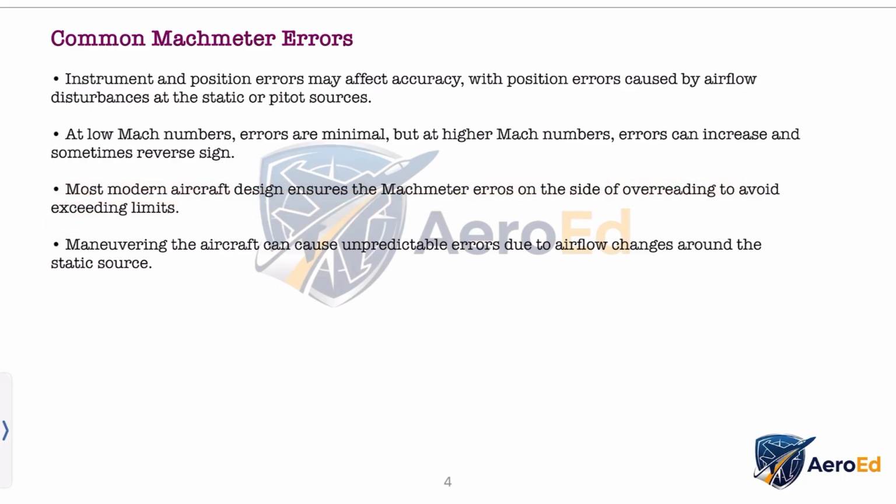So in modern aircraft, the Machmeter can overread, but it should not underread, because the purpose of the Machmeter is that the pilot should not exceed the maximum allowed Mach number, right? So it is okay for the Machmeter to overread but not underread. Maneuvering the aircraft can cause unpredictable errors due to airflow changes around the static source. While maneuvering, it changes the airflow near the static sources, which causes an error in the Machmeter.